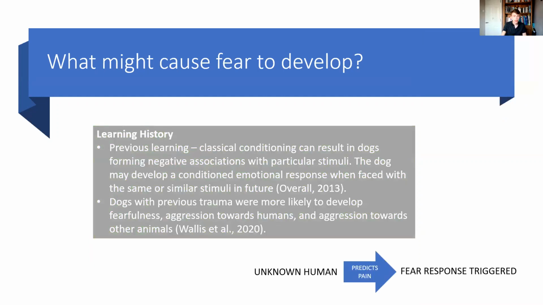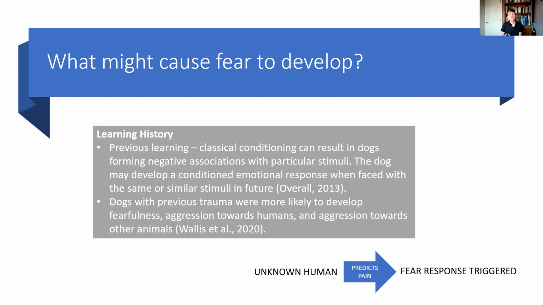So the other thing we've got to consider is the dog's learning history. So firstly, their previous learning. There's a process called classical conditioning, which is when a dog learns to associate a particular stimulus or a particular thing happening with a particular response. The classic example is a dog learns to associate a bell ringing with their dinner.